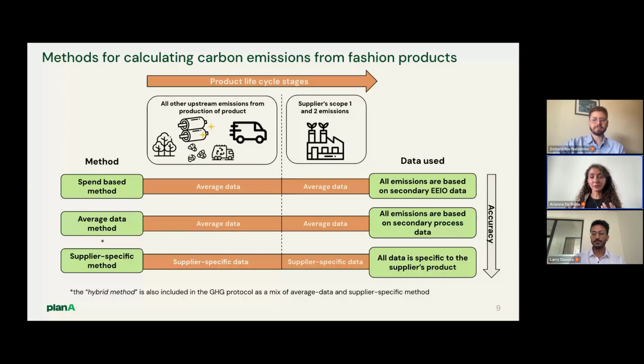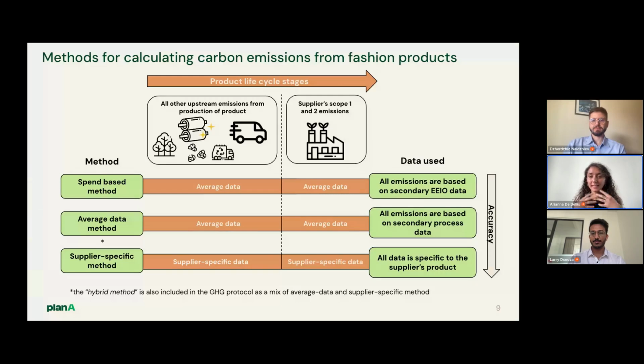Then, going a bit up in the accuracy level, we can follow the materials and use the average data method. This requires data on weight of materials, quantities, type of materials, and products, so you could calculate the associated emissions with your purchases. And this is way better than the spend-based method because the coverage of the emission factors used is much greater and more accurately represents what your company is doing on the ground. It is though still based on industry averages data.